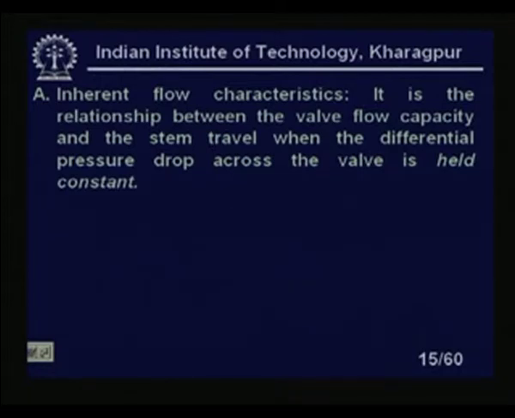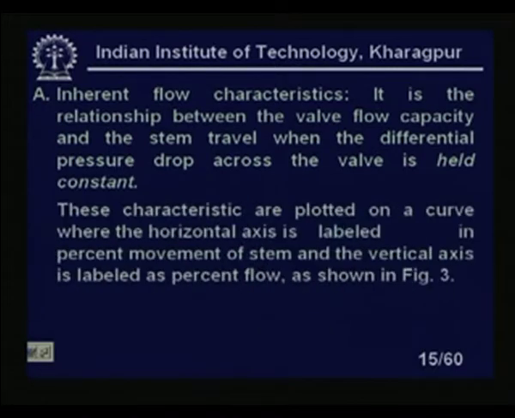I will repeat, it is the relationship between the valve flow capacity and the stem travel when the differential pressure drop across the valve is held constant. These characteristics are plotted on a curve where the horizontal axis is labeled in percentage movement of the stem, the valve stem, and the vertical axis is labeled as the percentage flow, as shown in figure 3. Percentage lift, as I told you, as shown in figure 3.